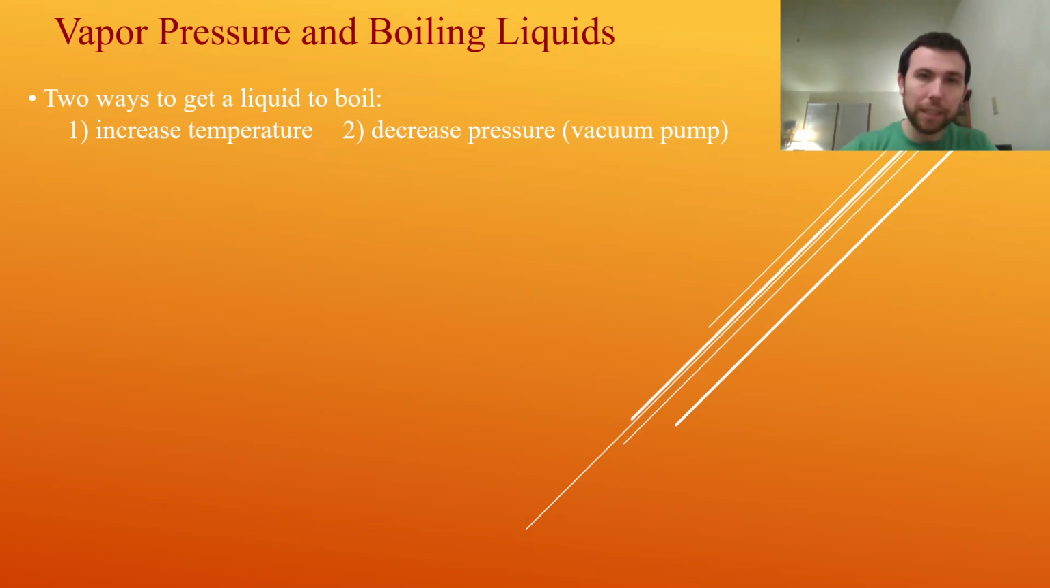The second thing you can do is decrease the pressure. Essentially, you're increasing the space in which the particles can interact, and so they begin to separate, using something like a vacuum pump.